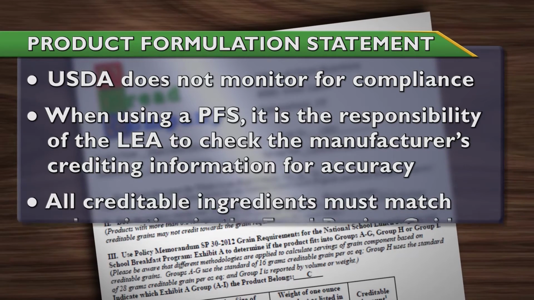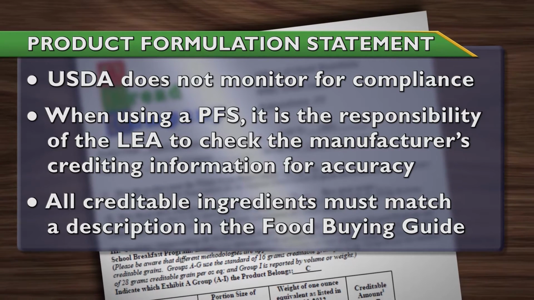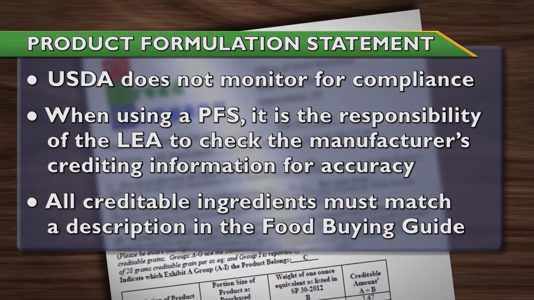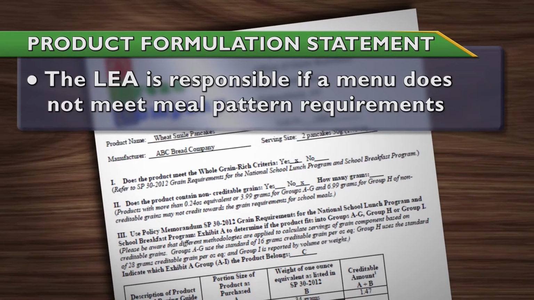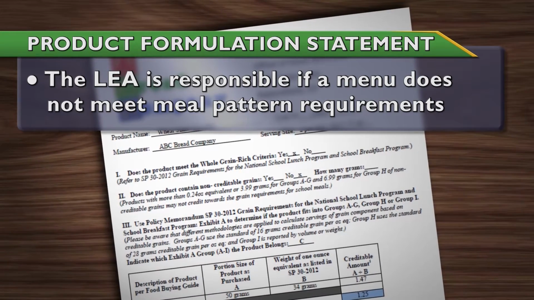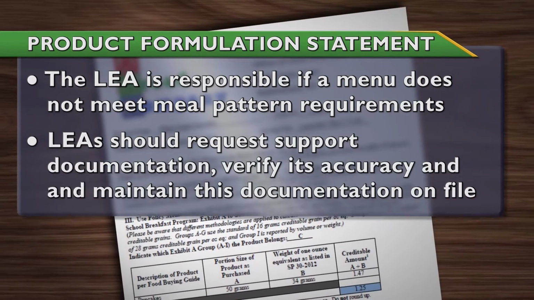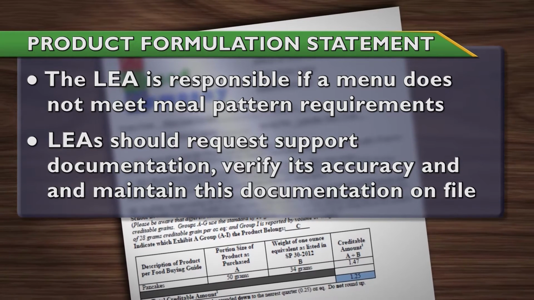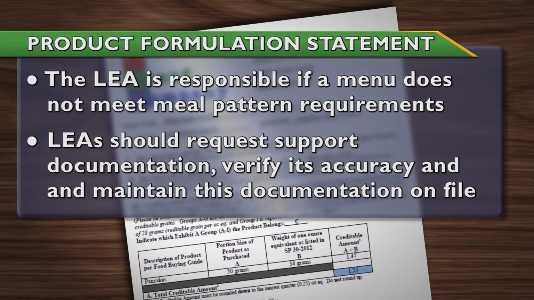All creditable ingredients in the product formulation statement must match a description in the Food Buying Guide. The LEA is ultimately responsible if a menu does not meet the meal pattern requirements. LEAs should request supporting documentation from manufacturers, verify its accuracy, and maintain this documentation on file.